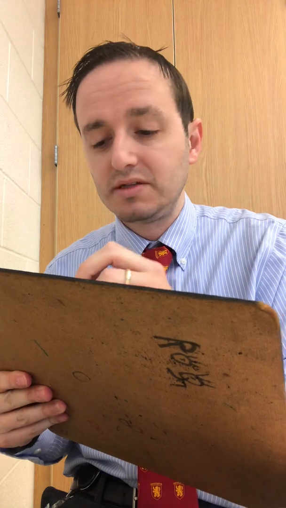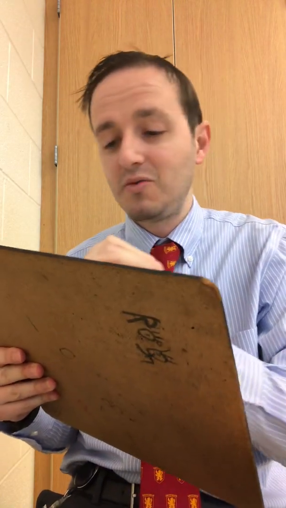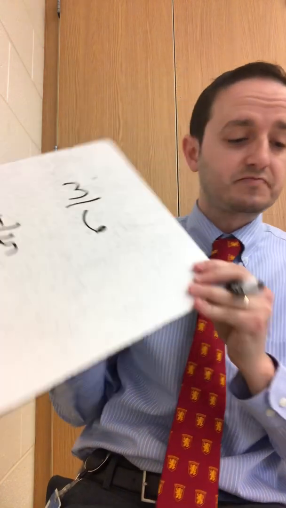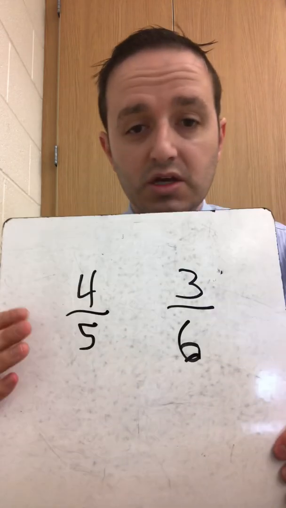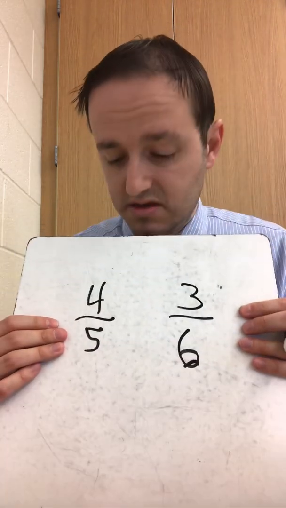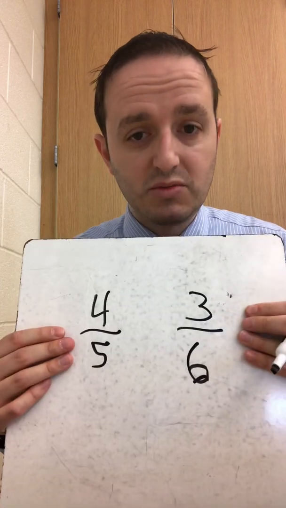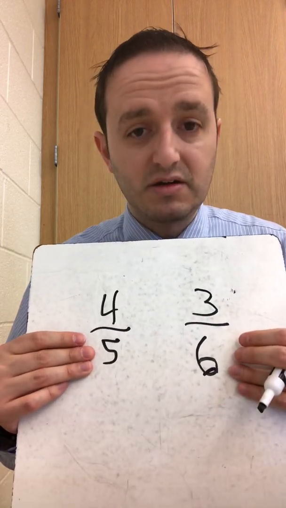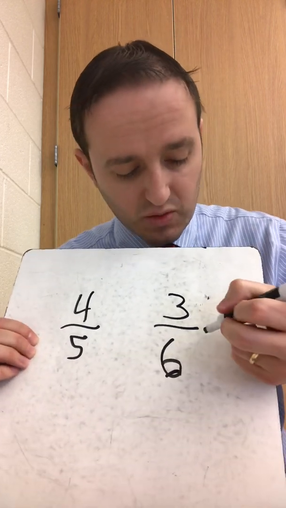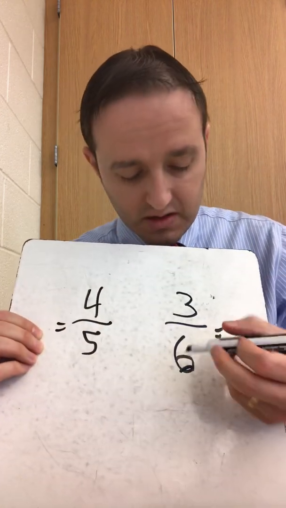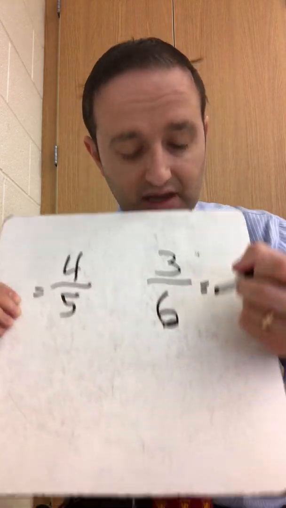And lastly, sometimes you just get fractions that don't have a common denominator. They don't have the same numerator. They don't have a multiple that's similar. So you just have to figure out what to do. In this one, you're going to try to make a common multiple. So I have 4/5 and 3/6. They don't have the same denominator or the same numerator, and 5 and 6 are not common multiples. So what we're going to do is take each denominator and multiply by the other.